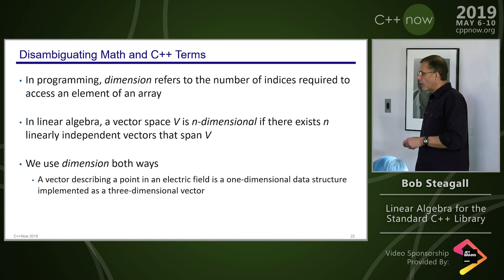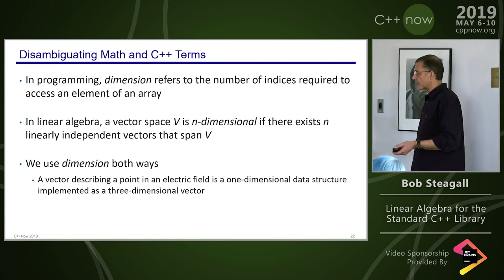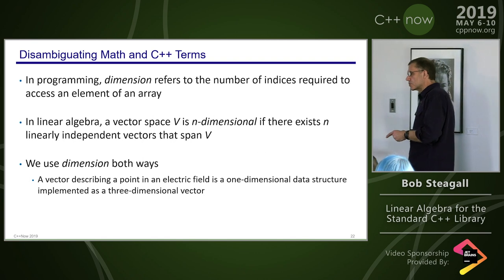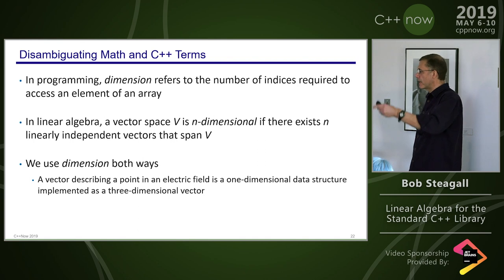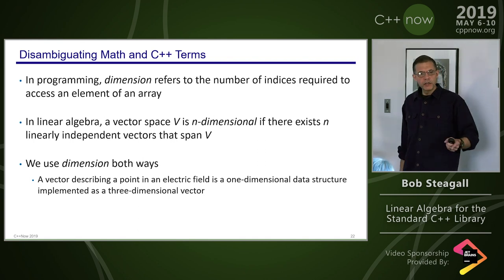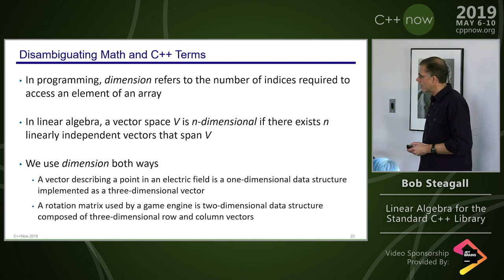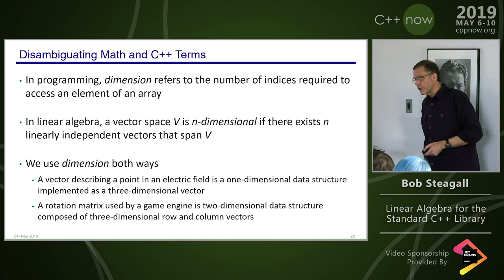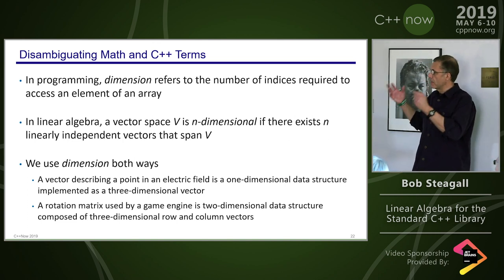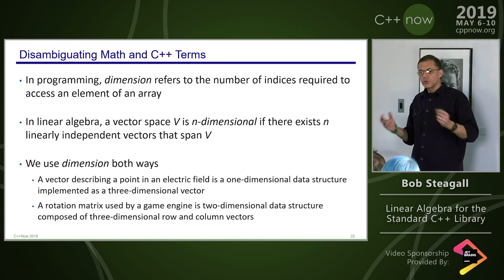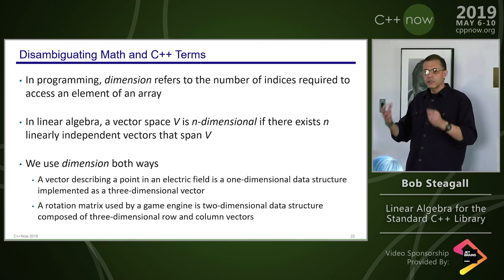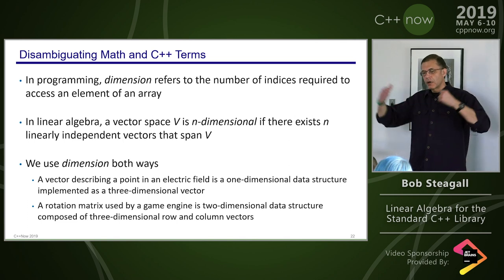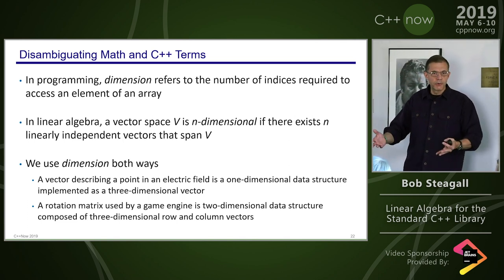So for example, a vector that describes a point in an electric field is a one-dimensional data structure implemented as a three-dimensional vector. It represents a vector in a three-dimensional space, but the data structure is one-dimensional because you use one index to access its elements. Similarly, a rotation matrix that might be used in a game engine is a two-dimensional data structure because you use two indices to access its elements, composed of three-dimensional row vectors or column vectors that represent the vector space upon which it operates.